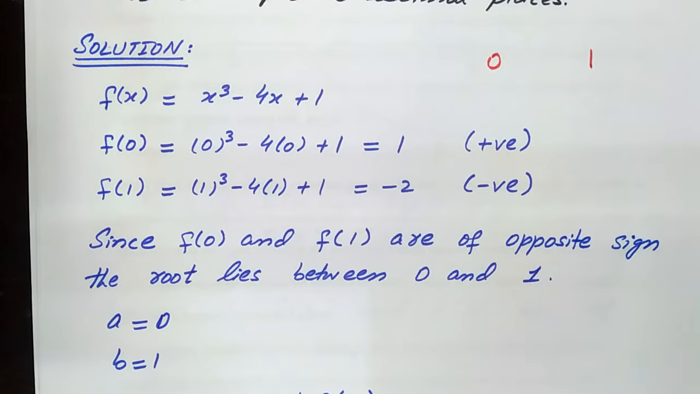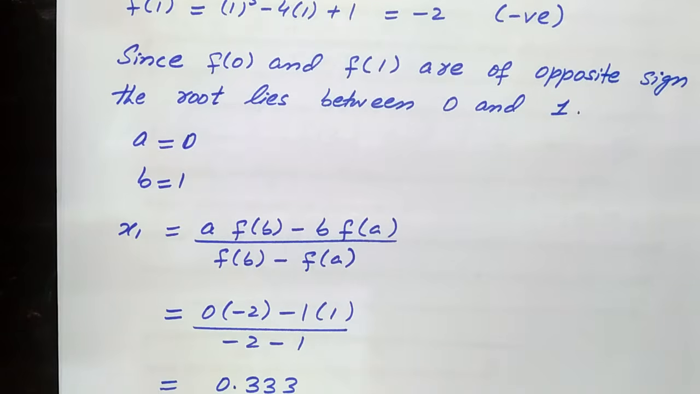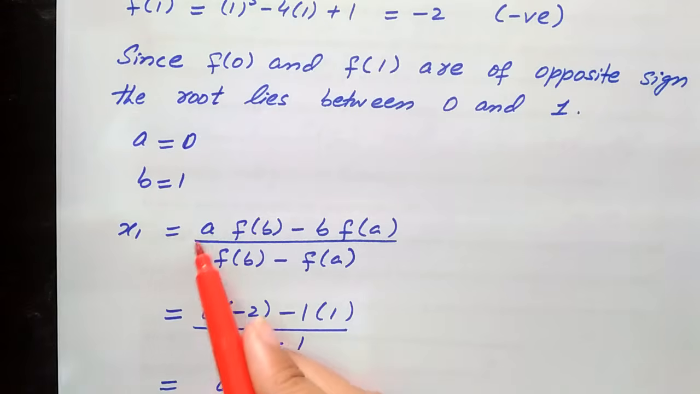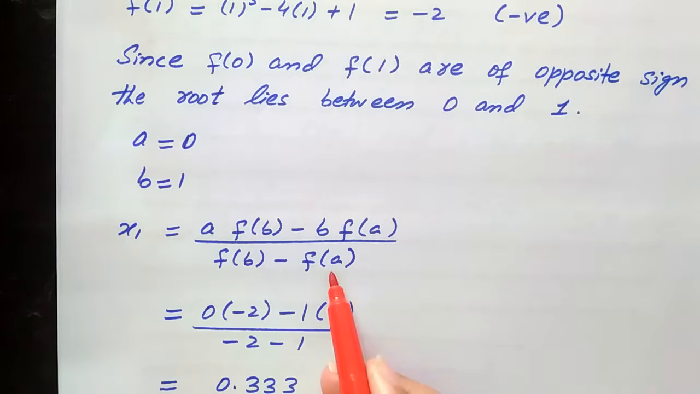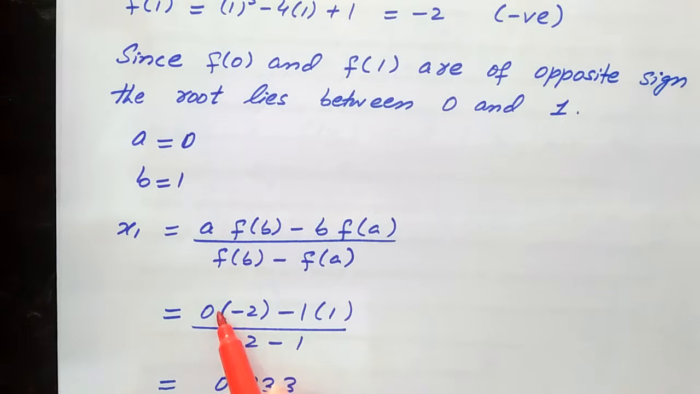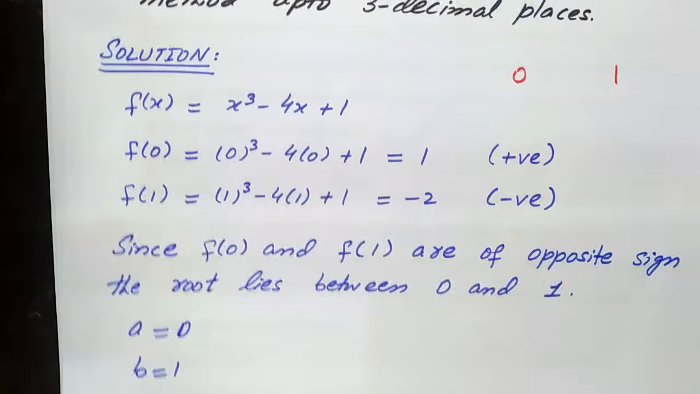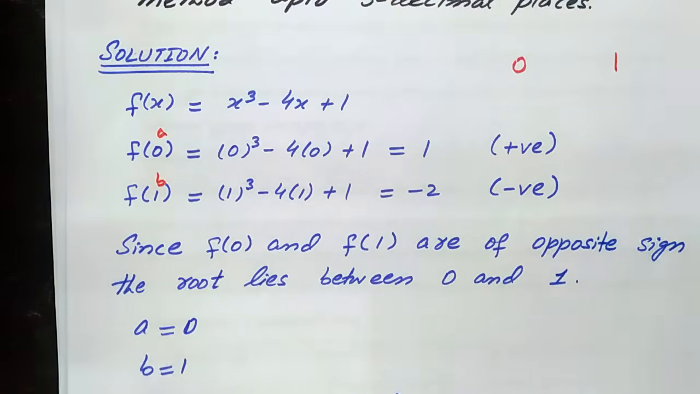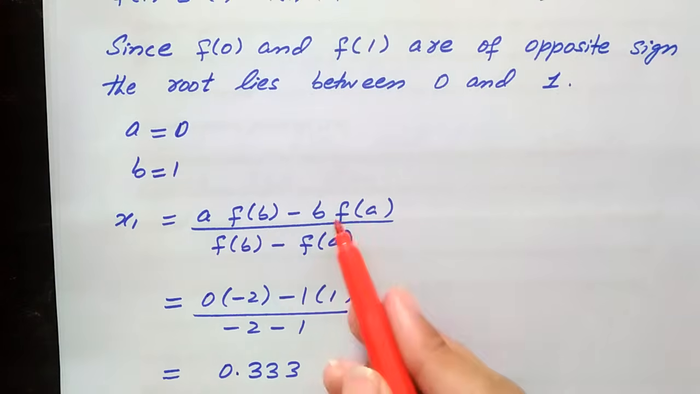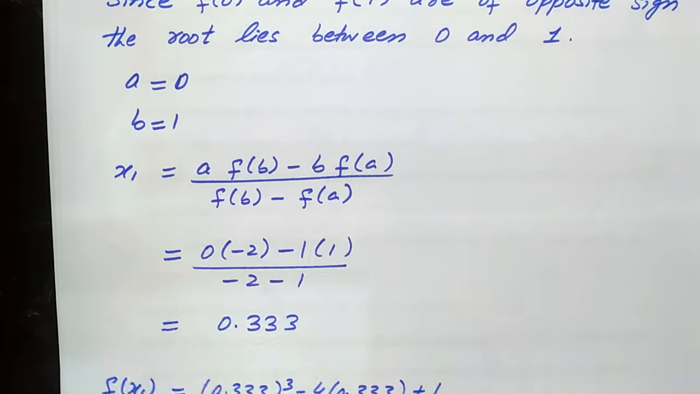Since f of 0 and f of 1 are of opposite signs, the root lies between 0 and 1. So a equals 0 and b equals 1. The first approximate root will be x1 equals (a f of b minus b f of a) over (f of b minus f of a). Since a equals 0, I put 0 in place of a. The value of f of b was calculated above, and these values I have calculated already. Put these values in this formula and you will get x1 equals 0.333.